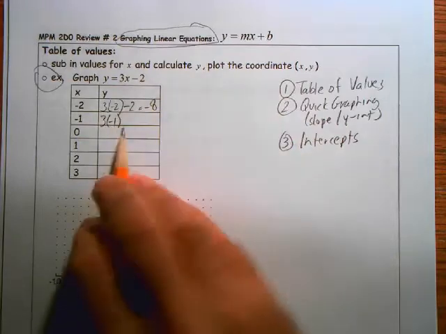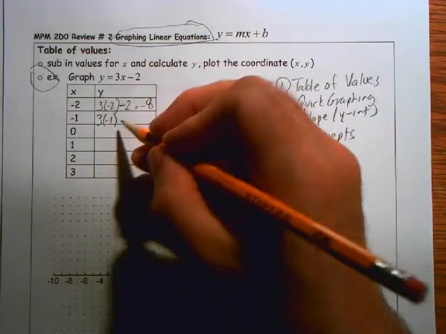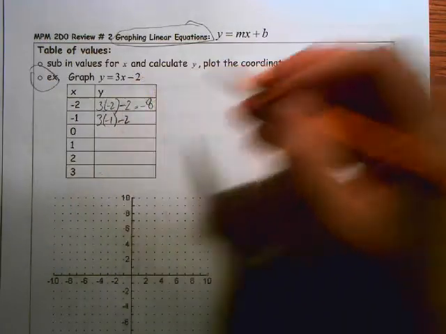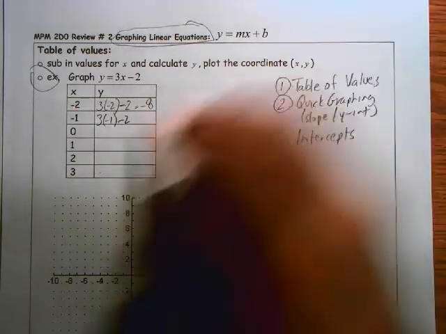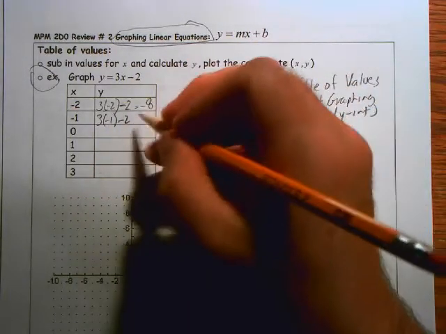And you just keep going here. 3 times, now it's negative 1 for x, and then minus 2. That doesn't change. That's a constant. So that's negative 3 minus 2. That's negative 5.